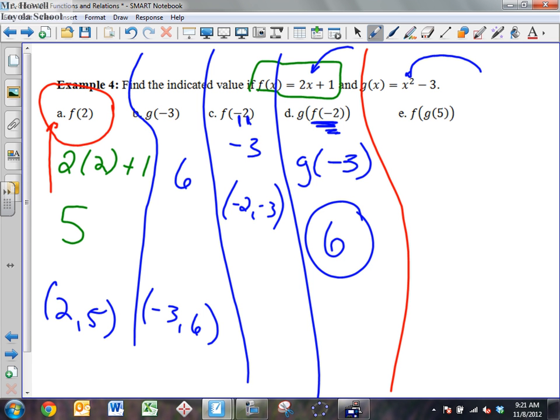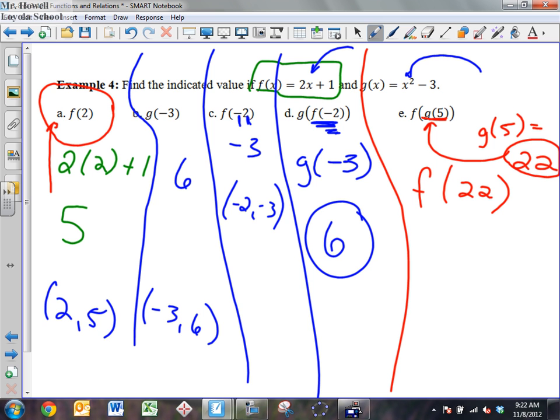Mike. Plug 5 into g. G of 5 equals? I missed what you said, sorry. 5 squared minus 3. Good, which is? Perfect. So g of 5 is 22. So Mike, what are you going to do with the 22 now? Plug that in. Good. So we're replacing the g of 5 here with 22. So we're really doing f of 22. So this is the substitution method. You substitute that right in there. And then, Mike, what do you get? 45. Very good.